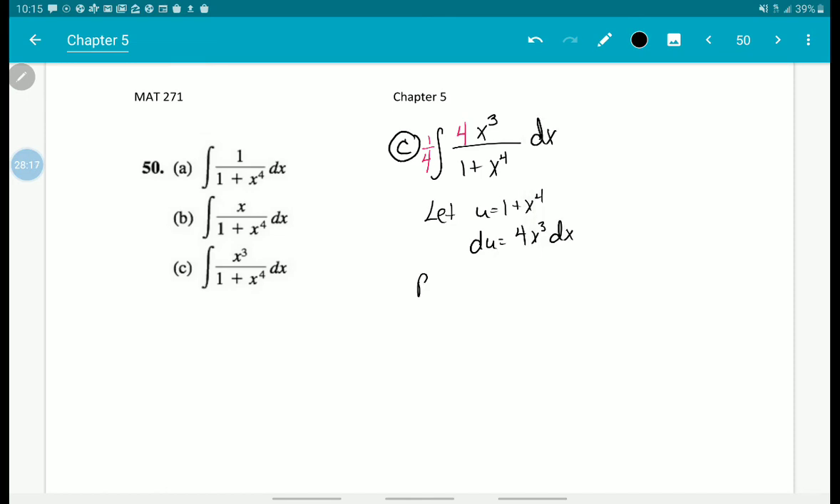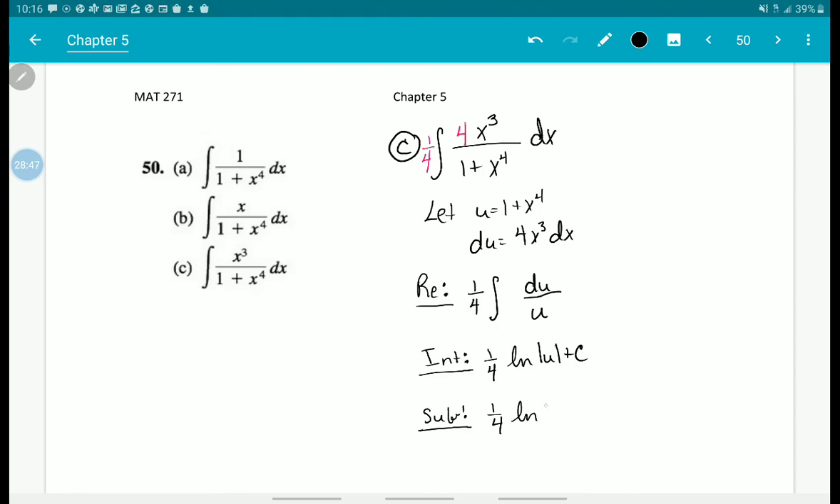So now if we do our rewrite, we have 1/4 times the integral of du over u. And this is actually our ln rule. When we integrate, we're going to get the natural log of u plus c. And then when we sub back in, we're going to have 1/4 ln absolute value of 1 plus x to the 4th plus c.